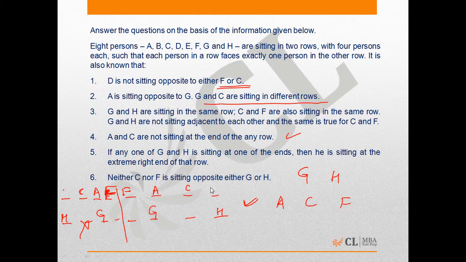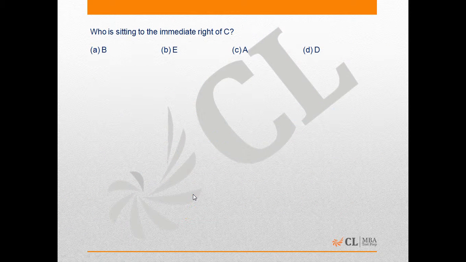Now coming to statement first, in which it is given that D is not sitting opposite to either F or C. If this is the case, then D has to sit at the leftmost position in the row in which he or she sits. Otherwise D would be opposite to either C or F. And finally we are left with 2 persons, B and E. They can occupy the remaining 2 positions in any order. So this is the final arrangement. Let's move to the questions.